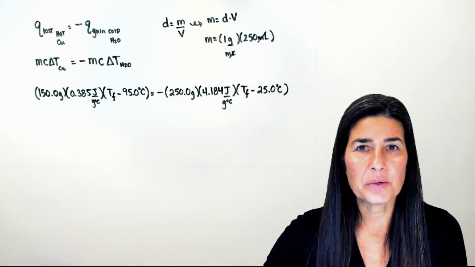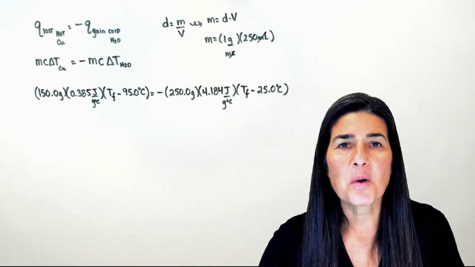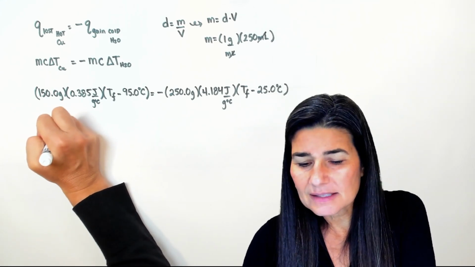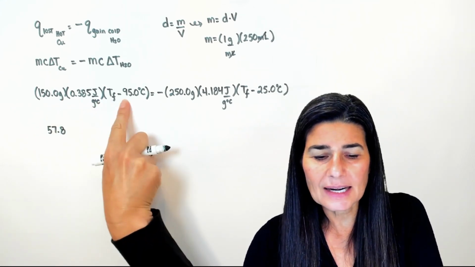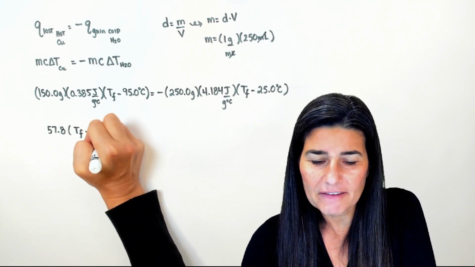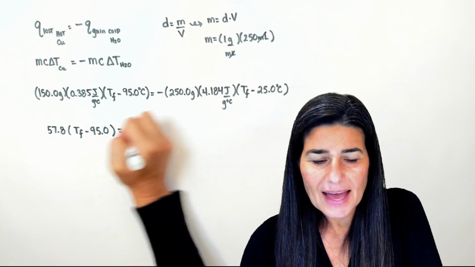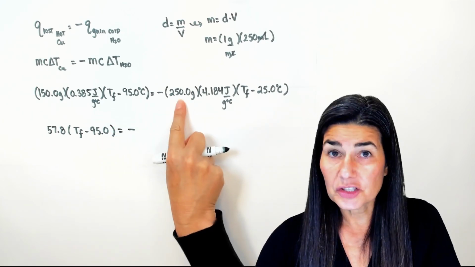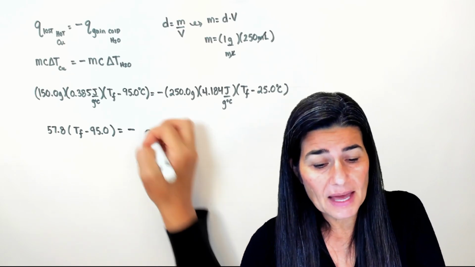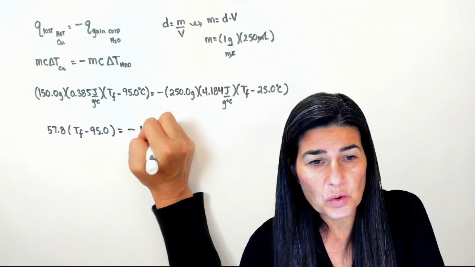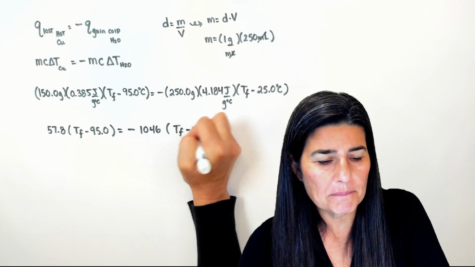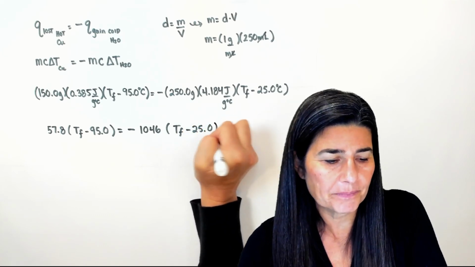The first thing I'm going to do is multiply 150 times 0.385. When I do that, I end up getting 57.8, and then I still have T final minus 95.0. That equals a negative. If we take the 250 times the 4.184, we end up getting negative 1046. And then we still have T final minus 25.0.